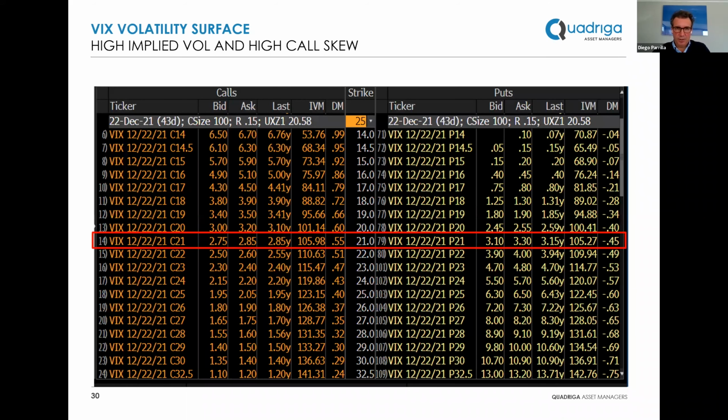We see here the implied volatility for the at-the-money futures in the VIX, where the strike is around 21. You see the implied volatility is around 105%, which is very high in absolute terms, and you see the difference in how volatility moves across different strikes. Similar to the S&P, because they're kind of mirror images of each other, you see very, very high implied volatility. In this case, the 30 strike is 136%, whereas the low strikes like 15 is just 73.